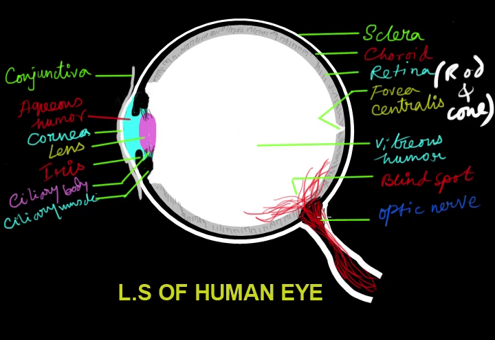At the bottom part of the eye, a nerve originates, which is known as the optic nerve. It sends the nerve impulse from the retina to the brain, and it helps in the formation of the image in the brain. And this is the complete structure of the eye and the function of the respective parts.